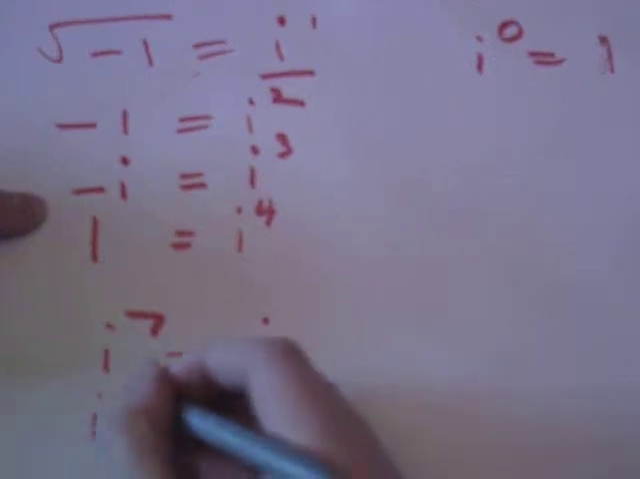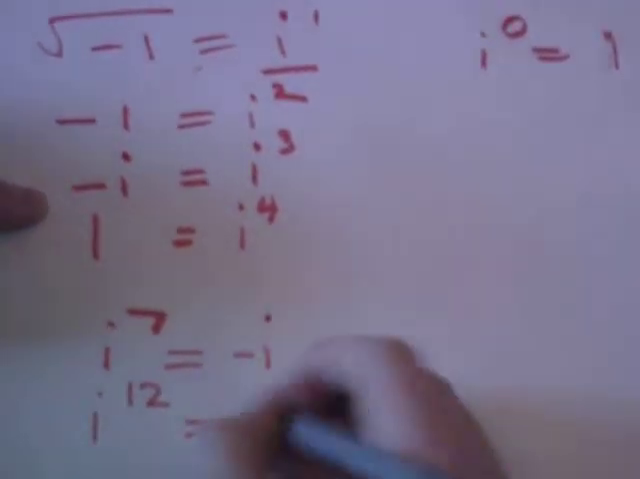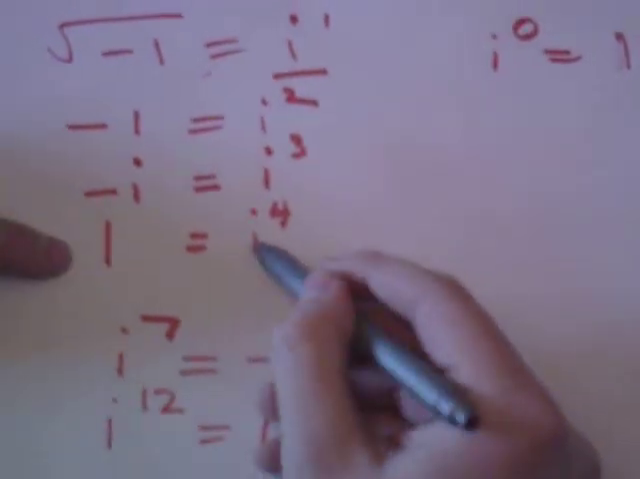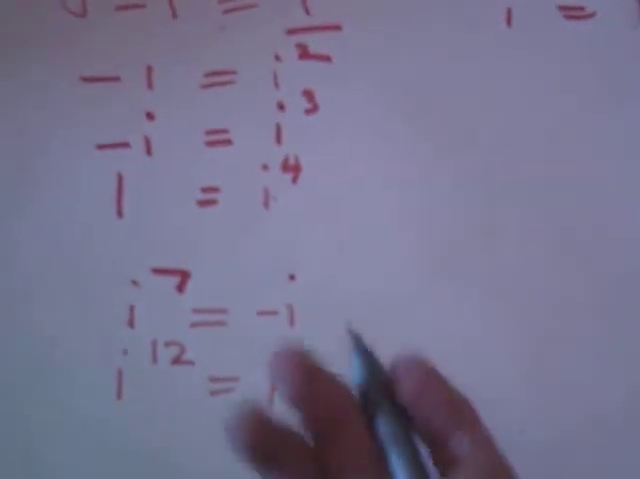I to the power of 12 is just going to be 1, because if you add 4 onto that, i to the power of 8 is 1, then i to the power of 12 is 1. And that is basically how you put these expressions in terms of either i, minus i, 1, or minus 1.